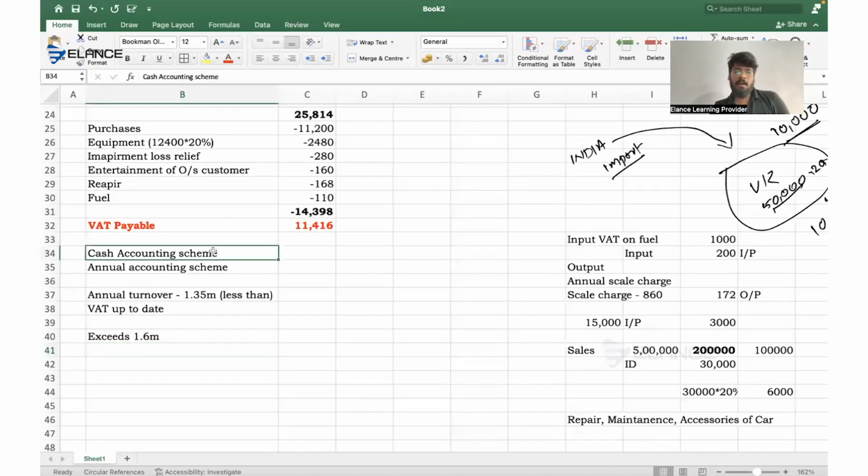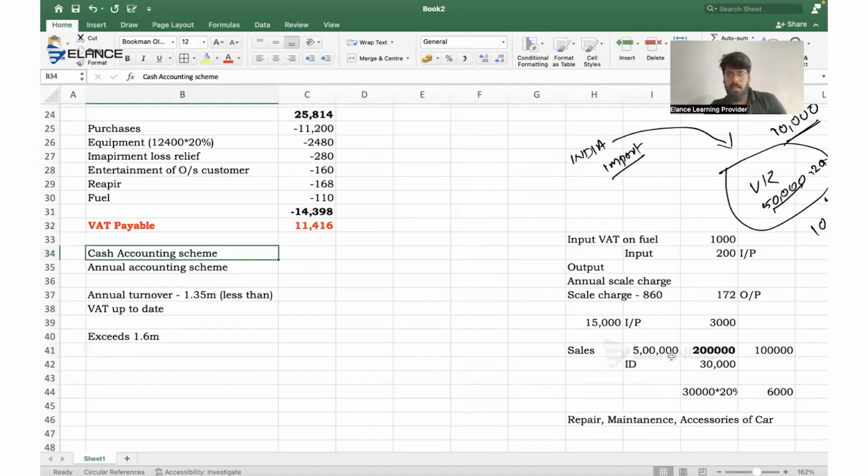And what are the advantages of using the cash accounting scheme? Once we join the cash accounting scheme, we only need to find the output VAT and input VAT on the basis of actual cash flow.